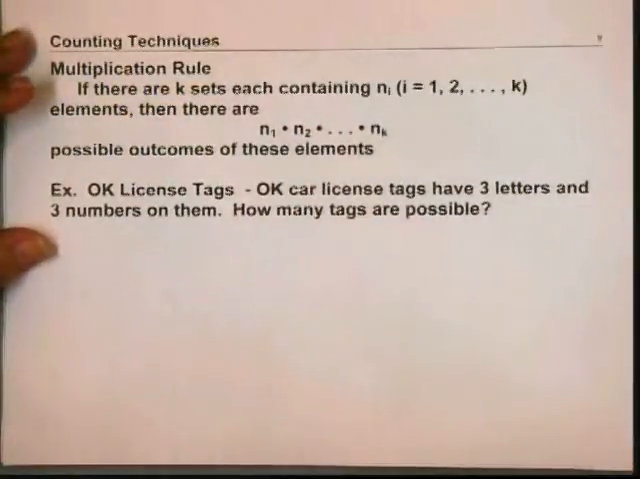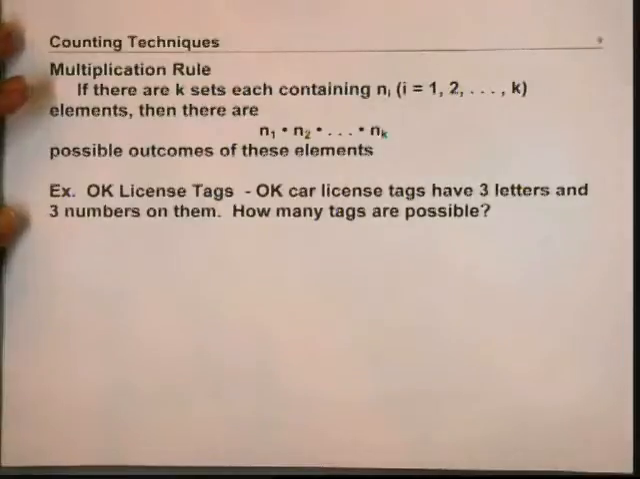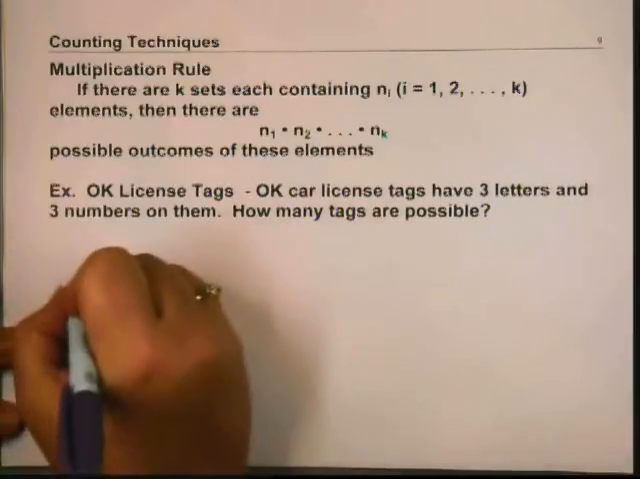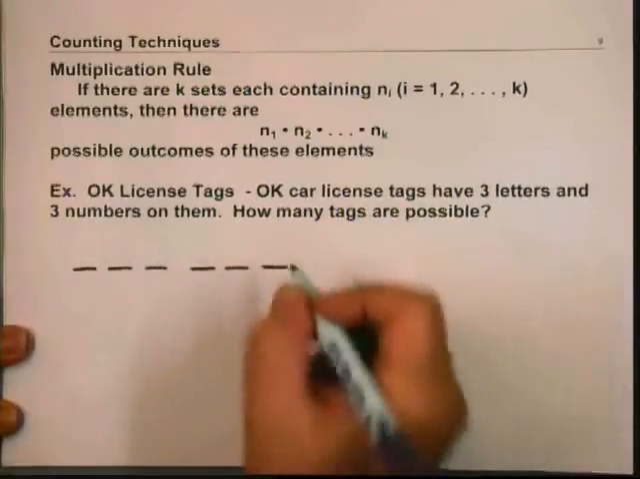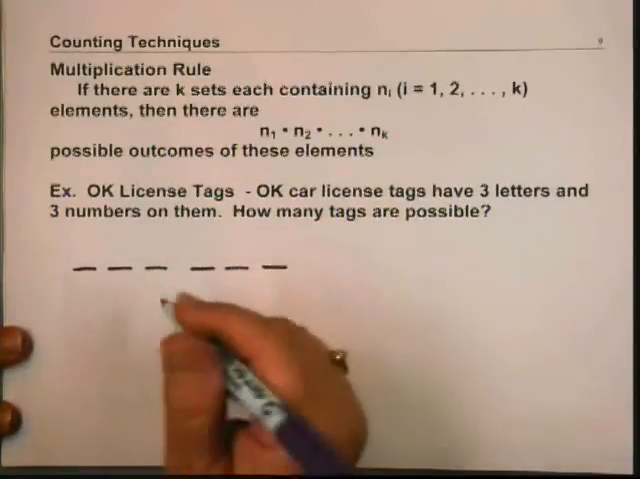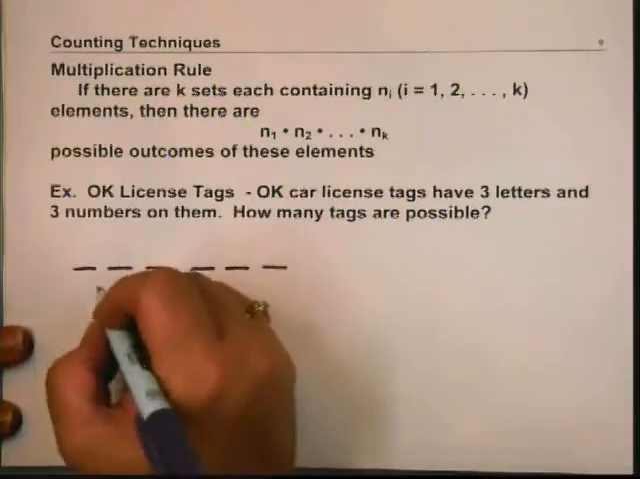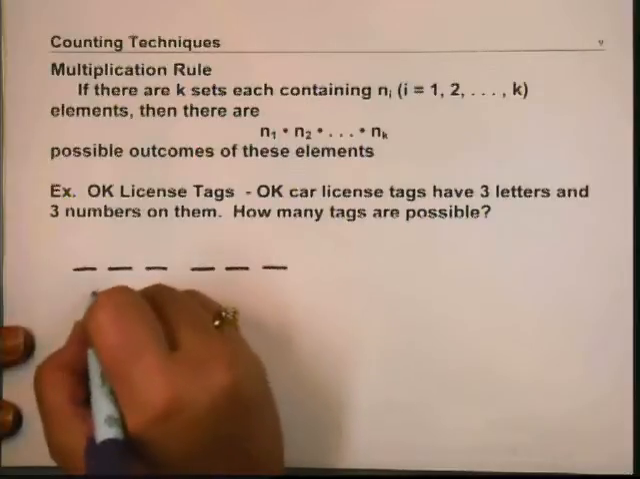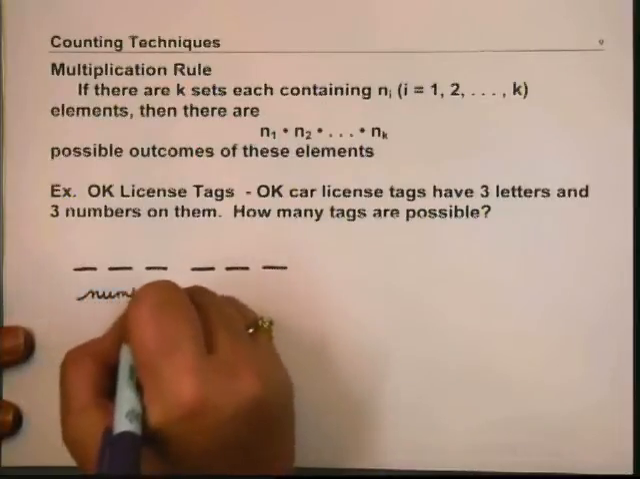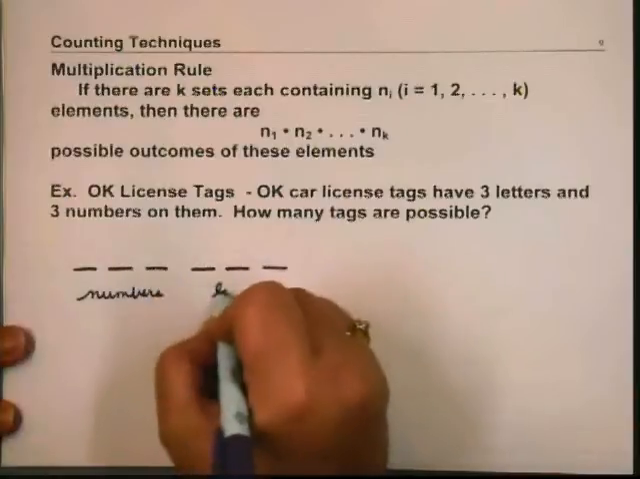We multiply those together. So our Oklahoma license tags that we're driving around with have 3 letters and 3 numbers on them. How many tags are possible? We want to think about how many sets there are, with 3 letters and 3 numbers. We switched a few years back so that we are kind of our three numbers and 3 letters.